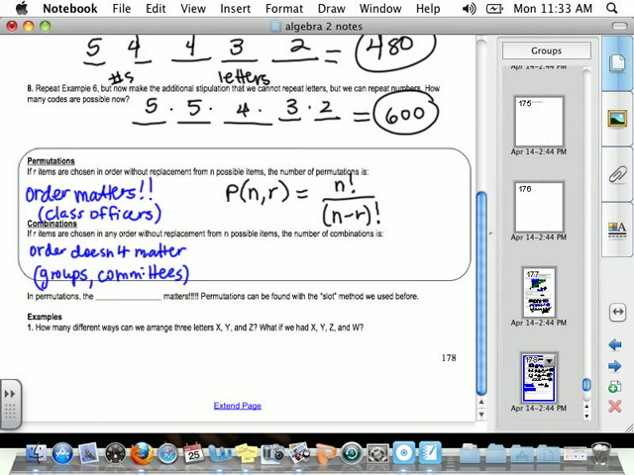Okay. Other things you could see: you could see N with a P and then R, like that.